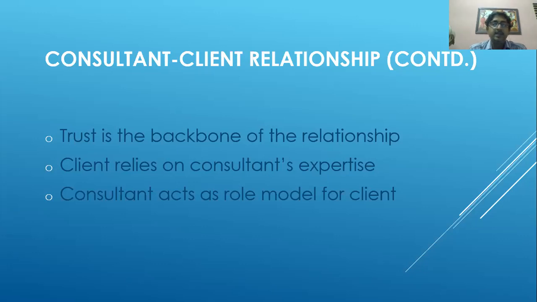Now, next one, the consultant will act as a role model for the client. That's quite definite because we understand that the consultant will play the role of a change maker. Basically, these consultants are the change agents for the organization. They will bring about the change in the organization. So definitely the consultant will act as a role model for the client. So these are the different elements of the consultant and client relationship in the organization.